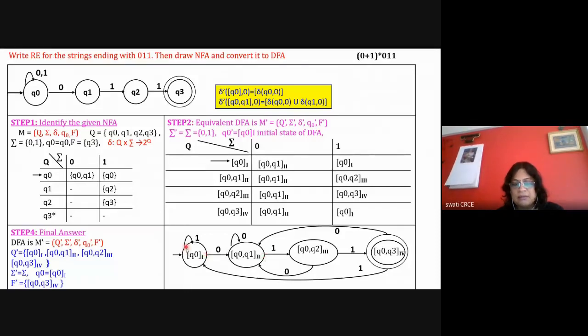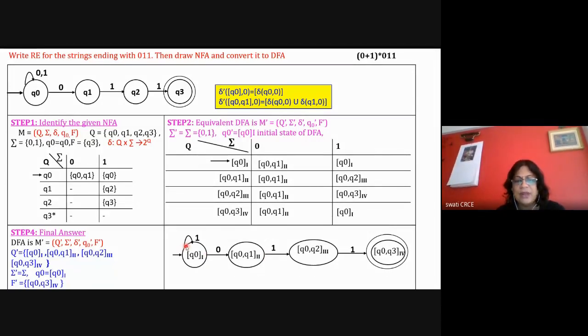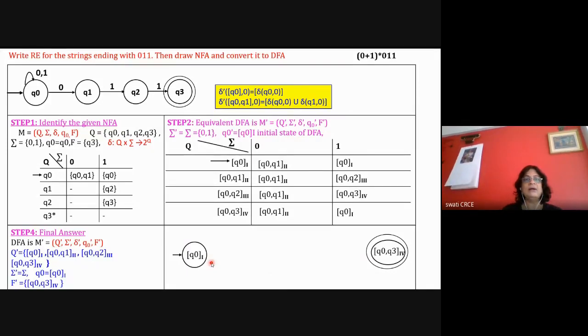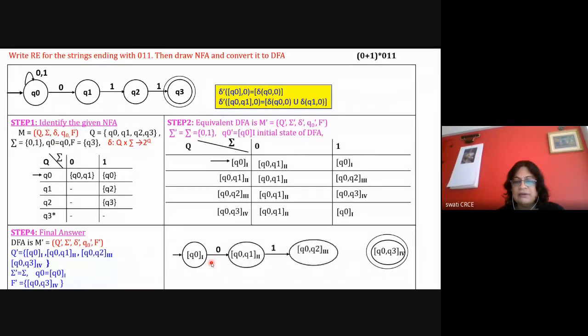So if we have to draw DFA directly for this particular regular expression, what we will do, we have learned how to draw DFA. So suppose we have to draw DFA for this particular regular expression, we will find out what is the minimum length string. Minimum length string is 0 1 1. So for 0 1 1, it will go to the final state. Now we have to see the missing transitions.